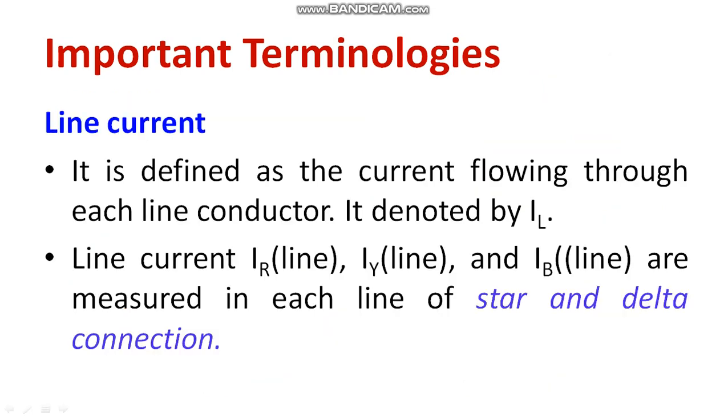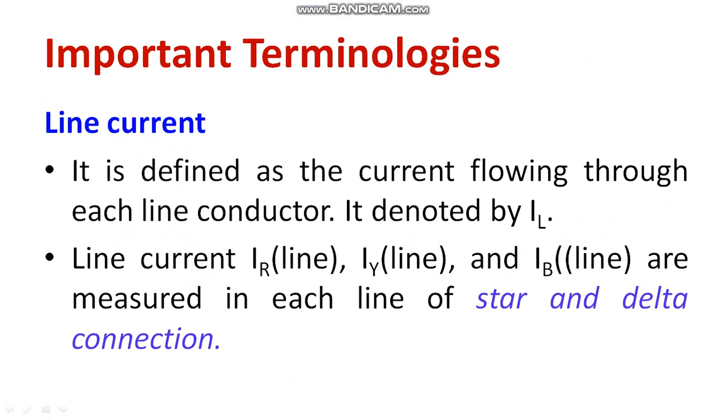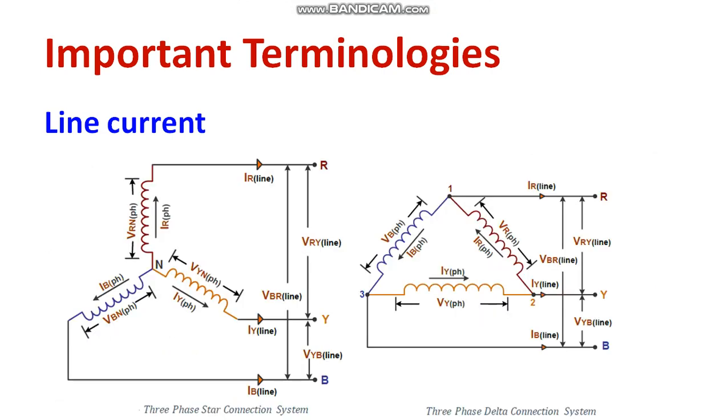Now I am going to discuss line current. What is line current? It is the current flowing through each line conductor. It is indicated by the letter I, and you represent line current as IR line, IY line and IB line. Let me show you the line current for star and delta connection separately.